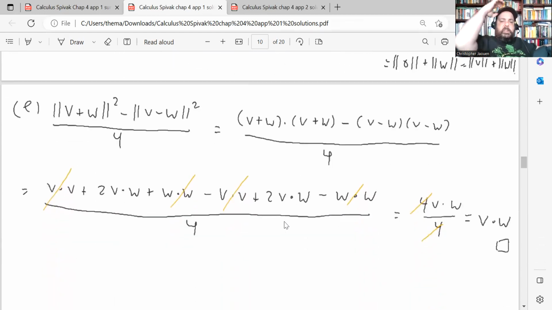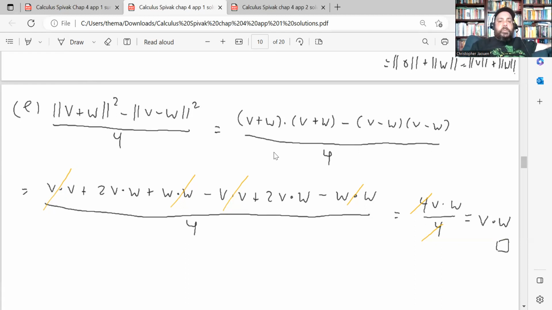Okay, so here I'm just using the definition and some of the properties that we derived for the dot product. So the norm of V plus W squared minus the norm of V minus W squared, over 4, is given by this expression just by the definition of the norm here. So V plus W dot with V plus W, minus V minus W dot with V minus W, all over 4. When you multiply everything out using the distributive law, notice that a bunch of things cancel.